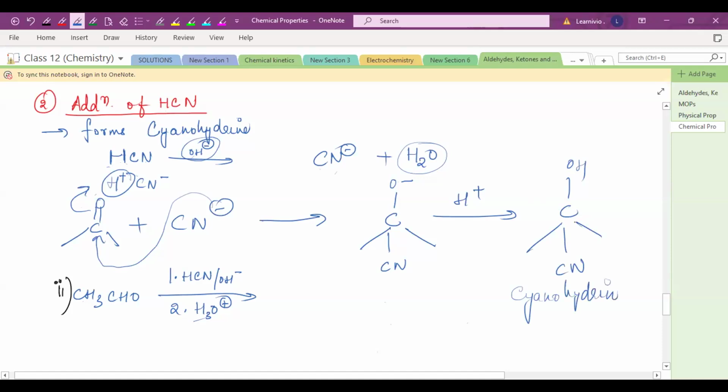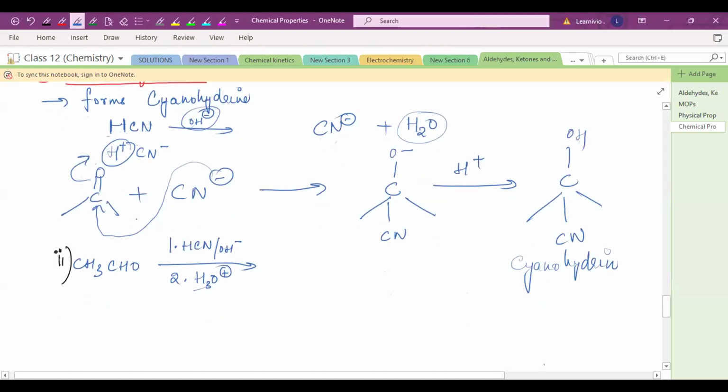Again, you will follow the same mechanism. The OH and CN should be attached to the same carbon, right? On the same carbon, what do you have to attach? The cyanide group and the OH hydroxyl group. Just keep this in your mind. For example, this question; this was the first, this is the second, CH3CHO.